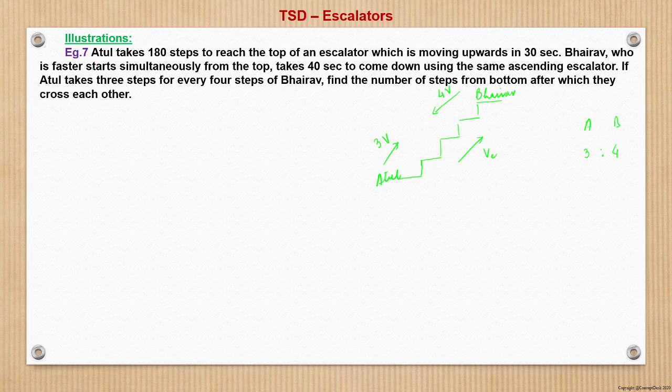Now, as we do, the number of steps on the escalator is constant for both of them in either case. So that we will equate. So that will be nothing but n is equal to what? Effective speed for Atul would be what?